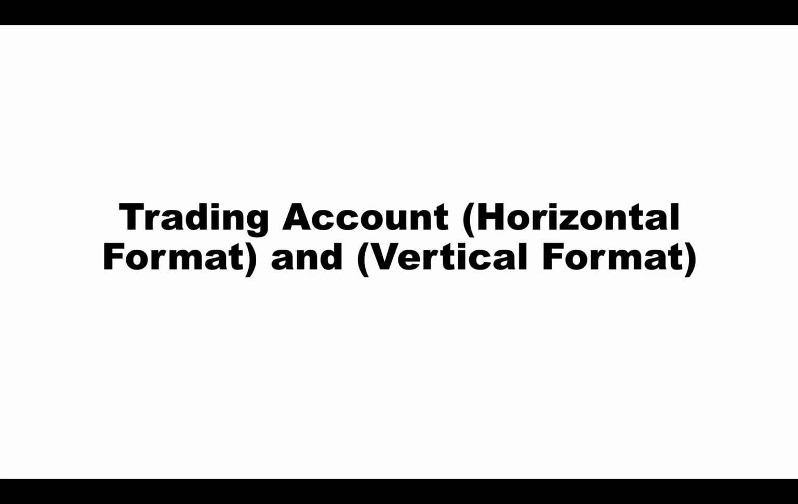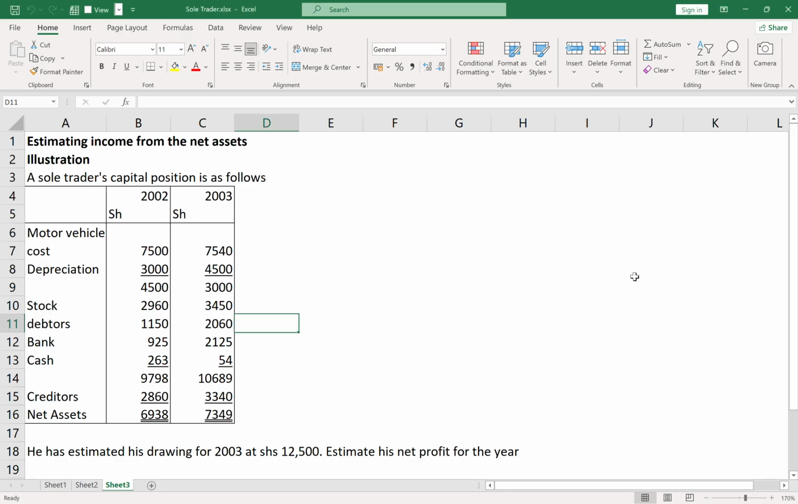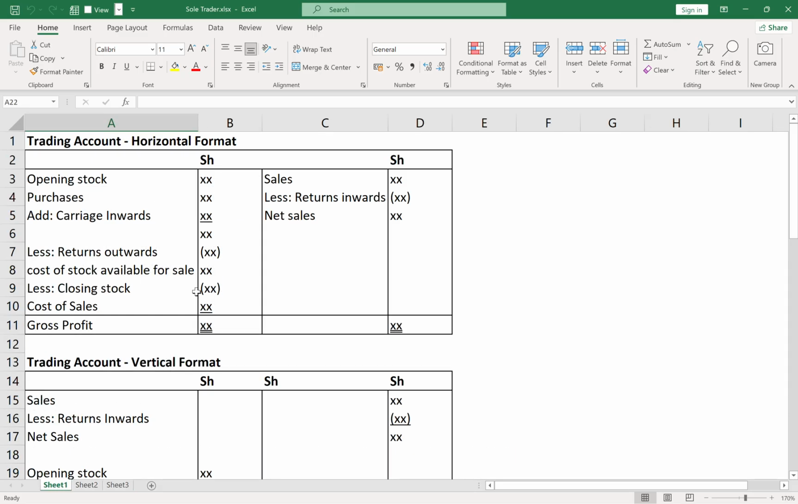So we are going to look at the trading account, its horizontal format and its vertical format. Let's start with the horizontal format. This is the trading account in horizontal format. You have to create a T format. It looks like a T. We have the debit side and the credit side. We shall start with the opening stock and its value.